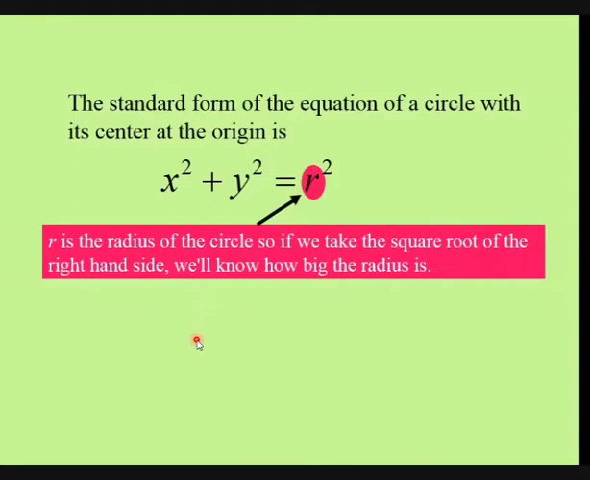So if we take the square root of the right hand side, we'll know how big the radius is. Meaning, for example, if the right side of the equation is 25, for us to be able to know the radius of the circle, all we need to do is get the square root of 25, and that is 5. So that is the radius of that circle. And when you find the radius of the circle, you are now ready to write the standard form of the equation of the circle. Is that clear?